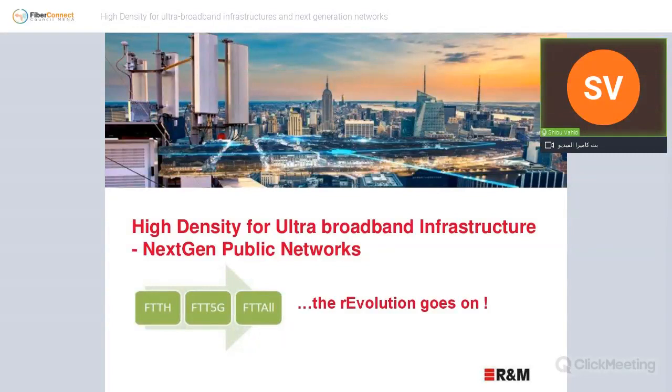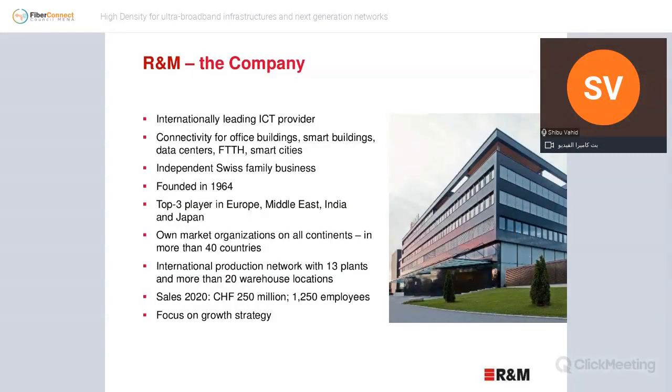Before I go in detail of the technical part, I would like to introduce our company through a few slides. R&M is an internationally leading ICT provider. We started up our company 57 years ago. We are a family-owned business in Switzerland. We are recognized as the top three players in Europe, Middle East, India, and Japan. We have almost our presence in all the continents with direct offices in more than 40 different countries.